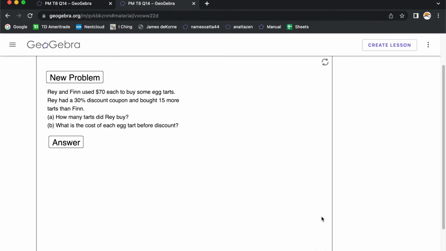Hello there. Today I would like to discuss this problem, which I believe is similar to a past PSLE math question.